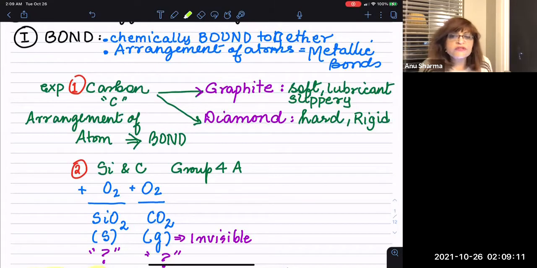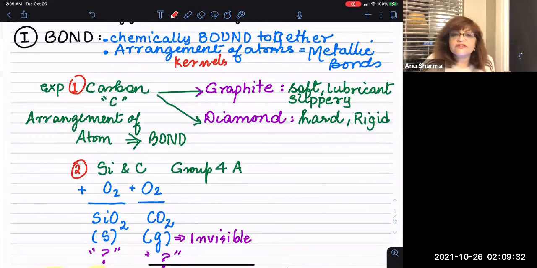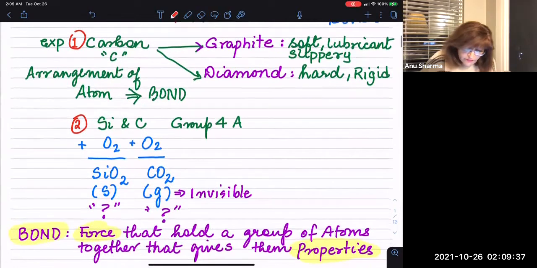Now, the second thing is a bond is also the arrangement of atoms. So it's not all the time chemical combination. It is just how the atoms are placed. In the case of metals, they are arranged as kernels, and that forms the metallic bond.